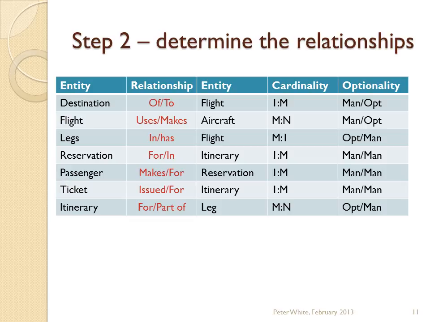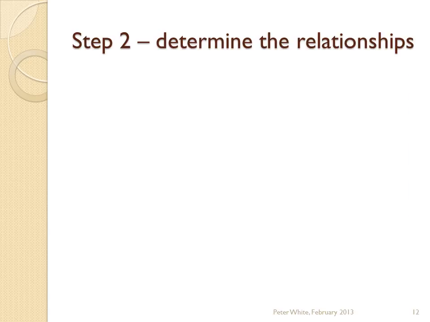Now the next relationship is between flight and aircraft. Each flight uses an aircraft, which is one of many, but each aircraft can make many flights. So the relationship is actually many-to-many here. Itinerary and leg also have a many-to-many relationship, because each itinerary can have one or many legs, and each leg can be in one or many itineraries. So let's start putting our relationships in place on our diagram and see what we have now.